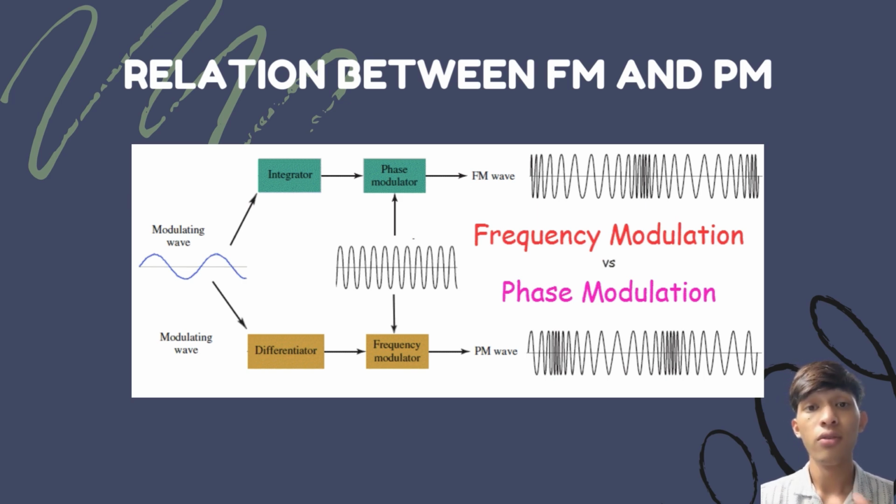Now let's talk about the relationship between phase modulation and frequency modulation. Phase modulation can be used to generate frequency modulation by integrating the modulating signal before applying it to the phase modulator. Similarly, frequency modulation can also be used to generate phase modulation by differentiating the modulating signal before applying it to the frequency modulator.